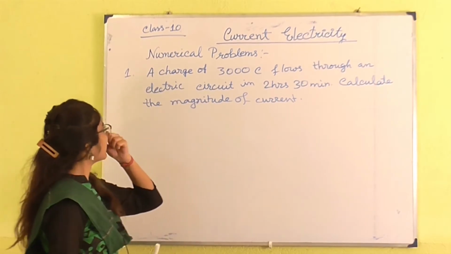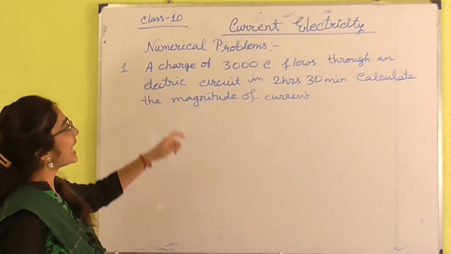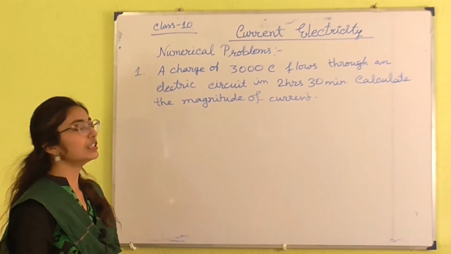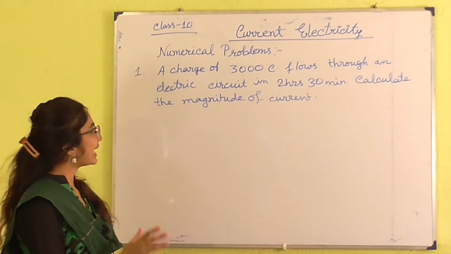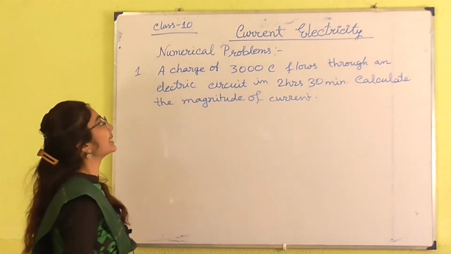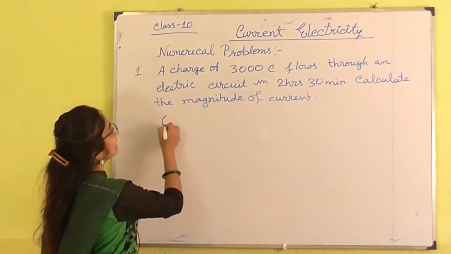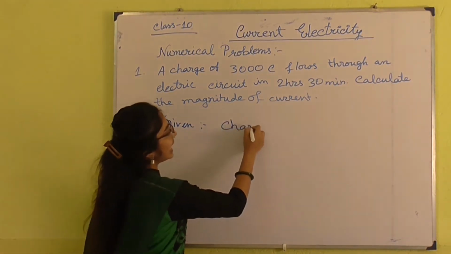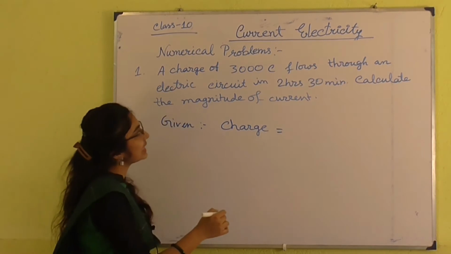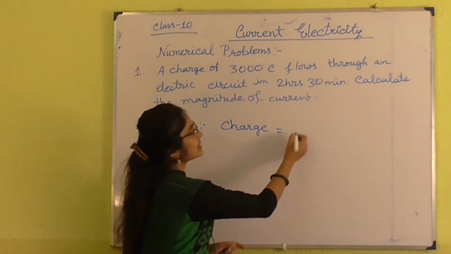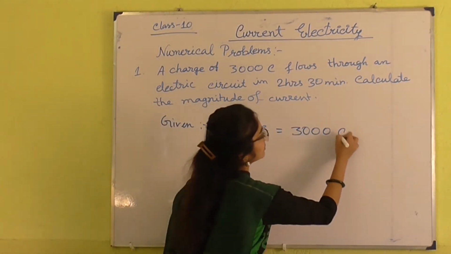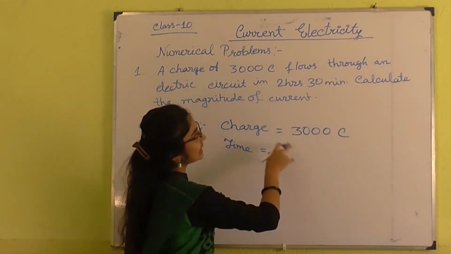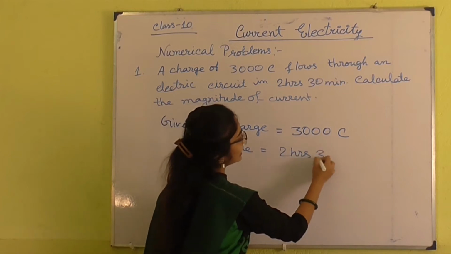The first numerical is: a charge of 3000 coulomb flows through an electric circuit in 2 hours 30 minutes. Calculate the magnitude of electric current. At first you have to note the given terms. The charge passing in the electric circuit is given, that is 3000 coulomb. Next, time: in what time these charges are passing, that is 2 hours 30 minutes.